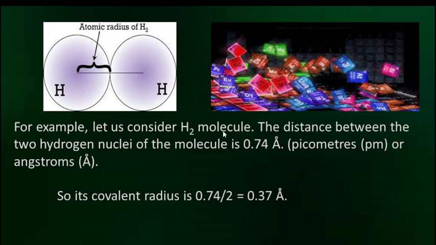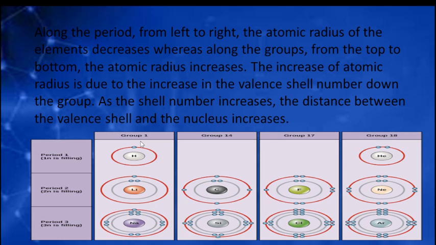Let us consider the hydrogen molecule. The distance between the two hydrogen nuclei of the molecule is 0.74 angstrom or picometers. This is denoted by the letters pm, or angstrom, Å. So its covalent radius is 0.74 by 2, which is equal to 0.37 angstrom. This is the atomic radius of hydrogen.